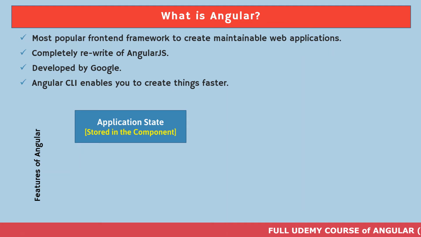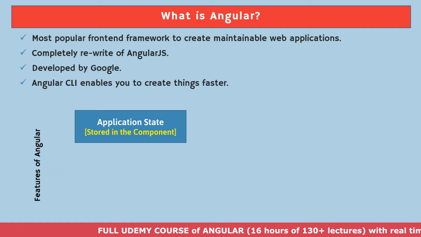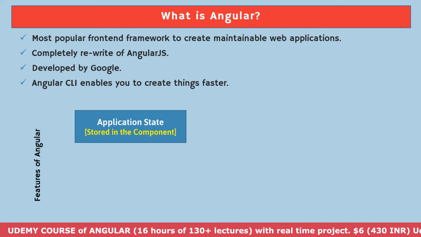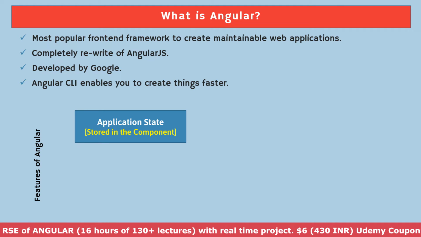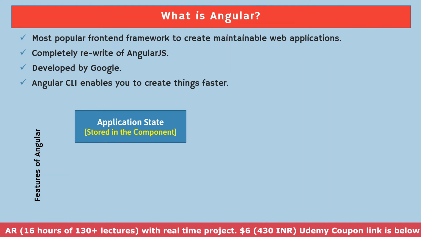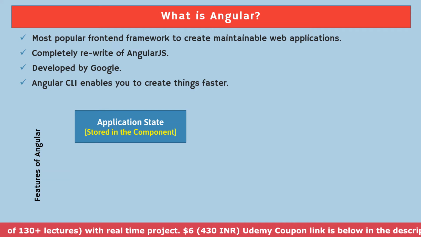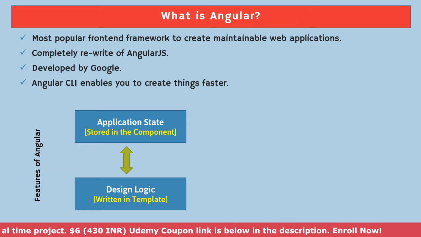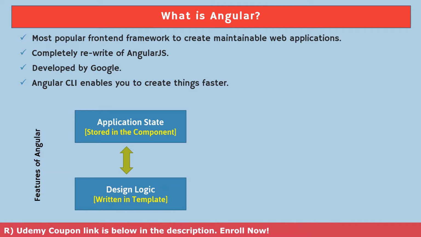This state is stored in the form of properties or arrays as a part of components. A component is a class that contains programmatic reflection of the user interface. We will understand about the components in the further lessons of the course. Second one, design logic is written in the template. Design logic is the HTML logic to describe the view to present data to the user.